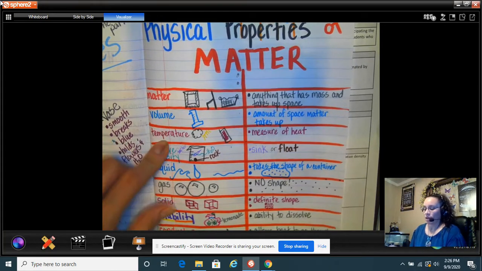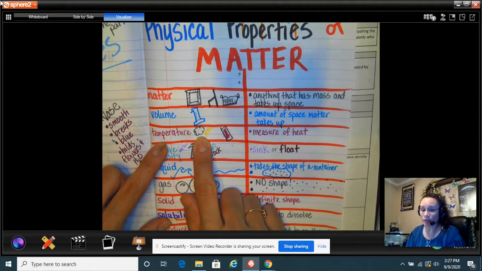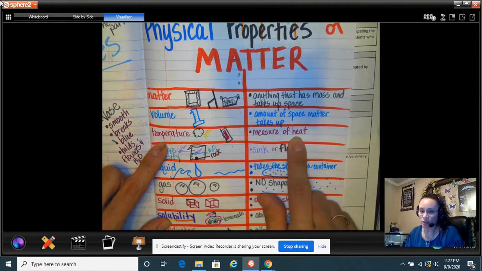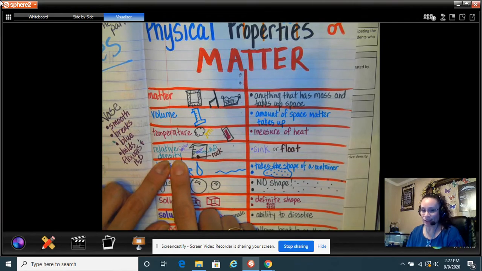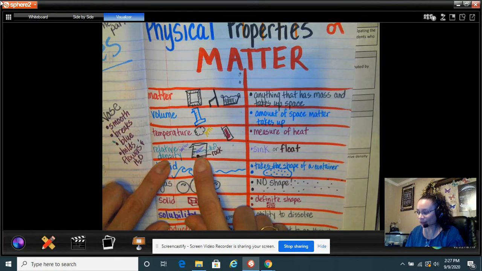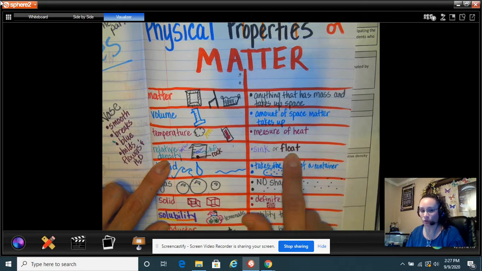Okay. The next word is temperature. I drew a cloudy day or a sunny day, a thermometer, and it's the measure of heat. Okay. Relative density. I drew a beaker with a rock sinking and a feather floating in water. If the feather floats, the rock sinks. That is relative density. How are they all related in the water? Some will sink or some will float.